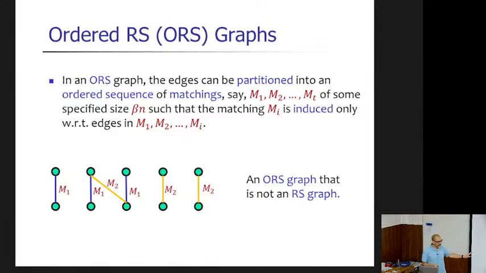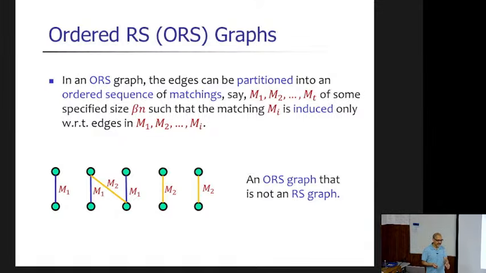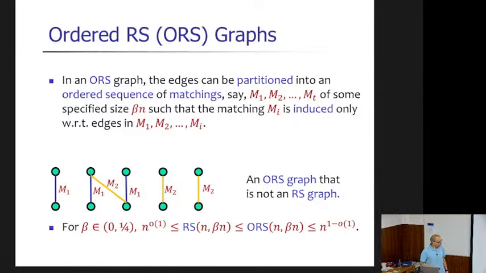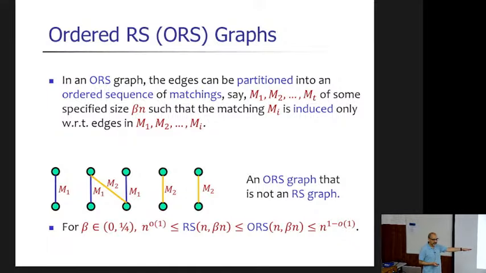But it seems like a very small twist, right? Because if you think about halfway down, all the matchings you're encountering are induced with respect to another half of the matchings. So it seems like a small twist. And of course, since every RS graph is an ORS graph, you can basically inherit those bounds. They're sandwiched in essentially the same range.